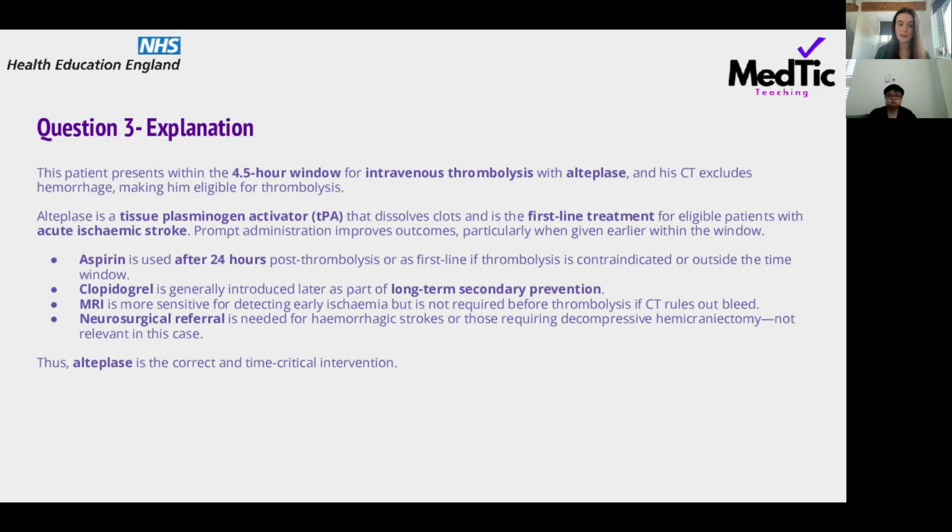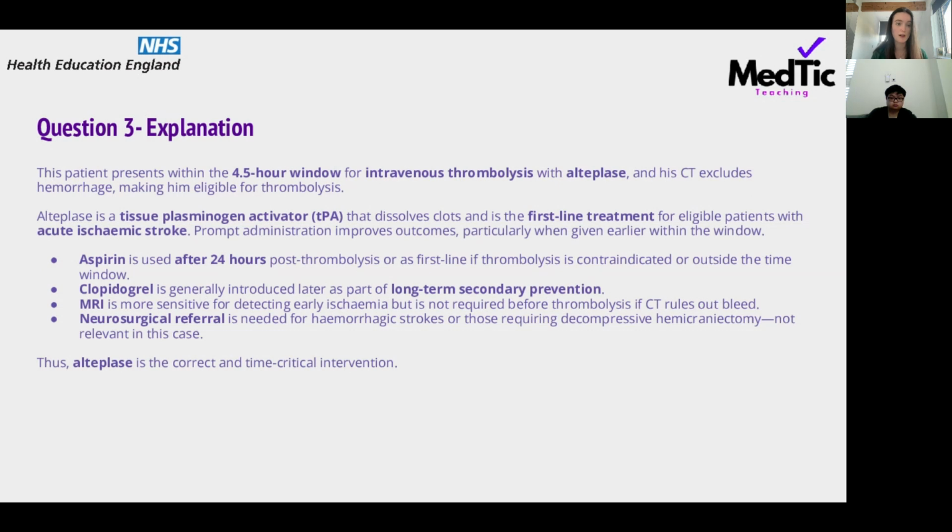So some people answered aspirin. Aspirin is used after 24 hours post thrombolysis, or as first line if thrombolysis is contraindicated, or if they've come outside of that 4.5 hour window. That would be the thing that would really trip you up in your exams, like if they've come maybe 6 hours afterwards. And clopidogrel is generally used for secondary prevention. So after somebody's had a stroke, we'll put them on clopidogrel to try and prevent another one.